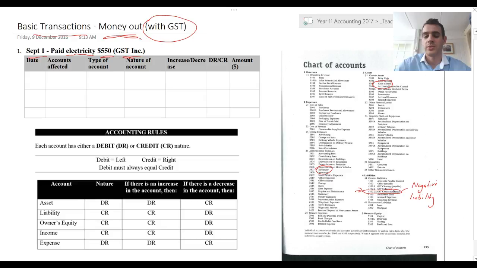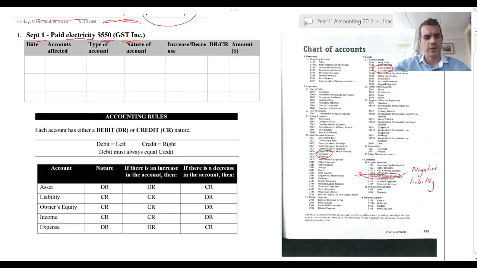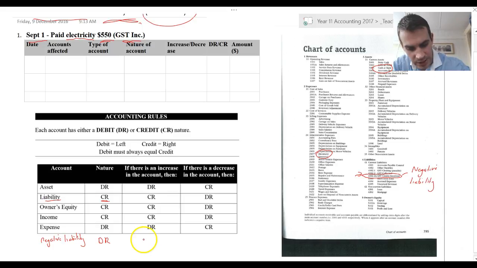Now, this is a special type of account. It's actually a negative liability because we're going to receive a credit from the government for paying this GST component. So what I'm going to do firstly is add down here another type of account. So I'm going to call this a negative liability. By nature, negative liabilities are actually debits. So you can see here liabilities normally are credits. It's basically the opposite. Negative liabilities are debits. If they increase, they stay as a debit. If they decrease, it changes to a credit.